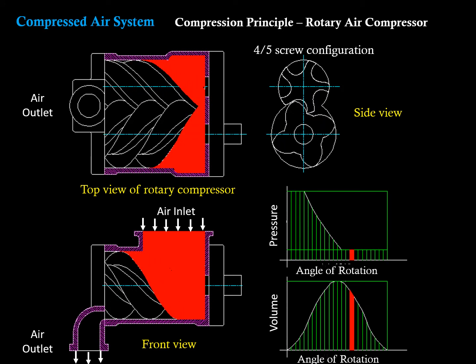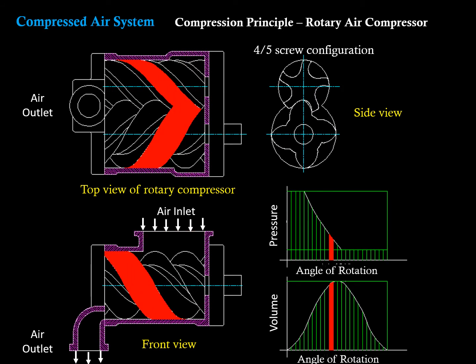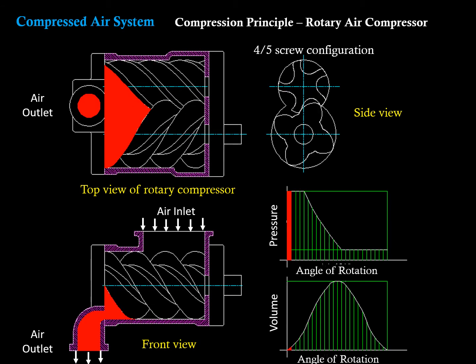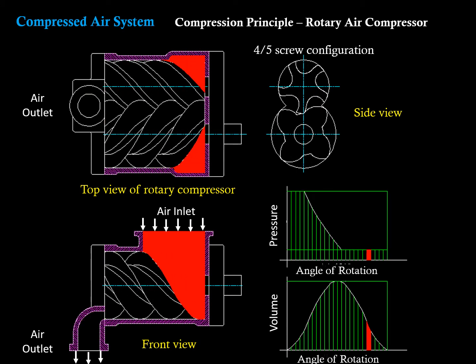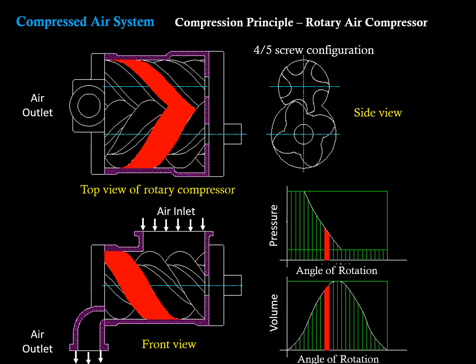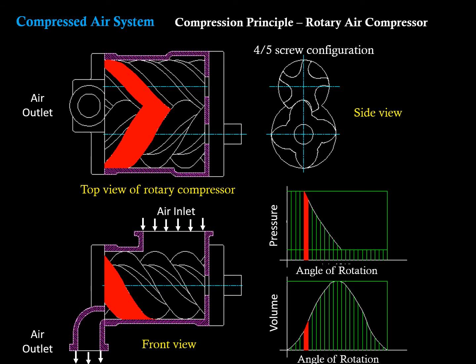This shows the process of compression. So this red color depicts the air which is coming into the compression chamber of the compressor, gets compressed and is fed to the network from the outlet.